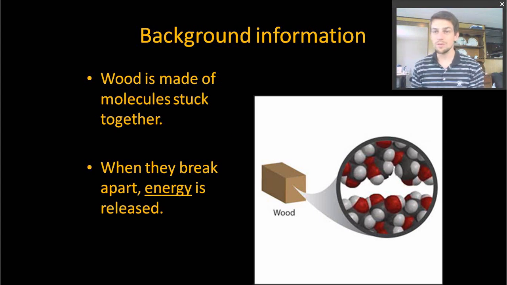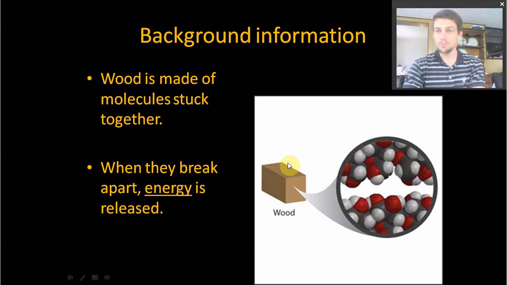Now, some background information to help us understand how fire works. We're going to talk about it in terms of wood. So we're going to pretend we're at a campfire, and we've got wood burning right now. So, wood is made of molecules that are stuck together. Now, molecules are just really, really tiny pieces of material. So you think of atoms as the smallest things. Molecules are just a little bit bigger than that. They're made of atoms.